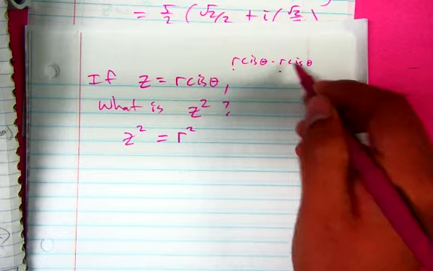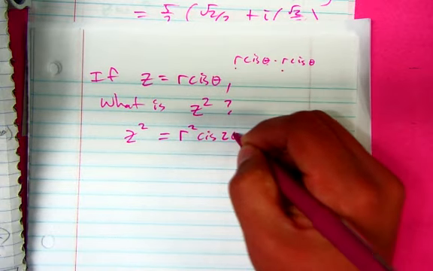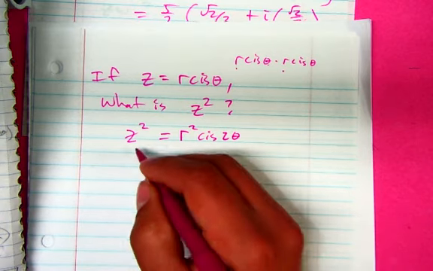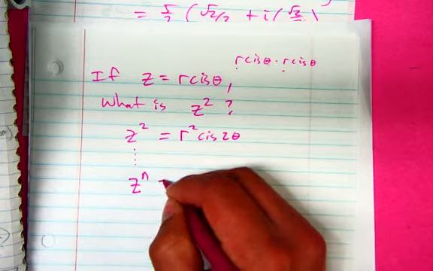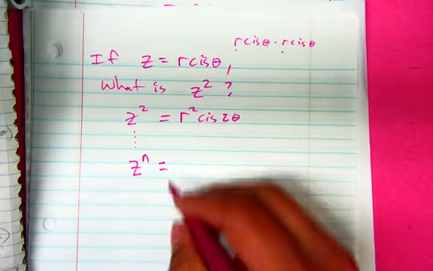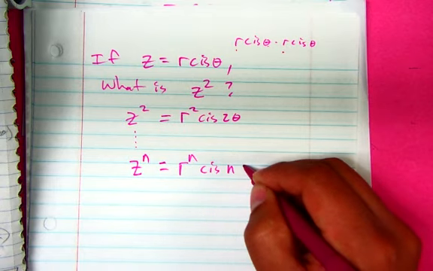So what's theta plus theta? 2 theta. There you go. Cis 2 theta. That's it. It's not hard. So what then do you think we're going to have if I did z to the n? Any power: r to the n, cis n theta. You guys nailed it.